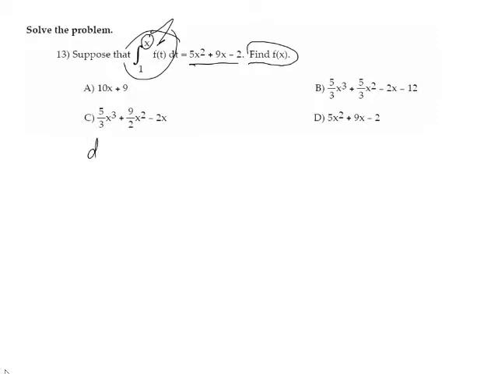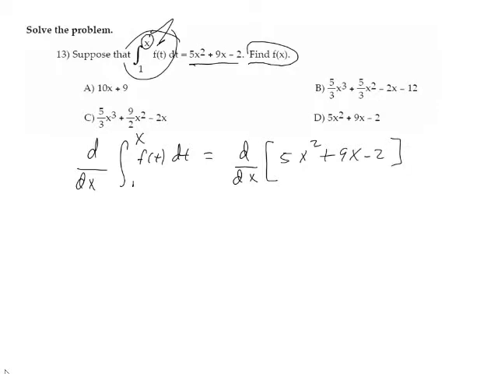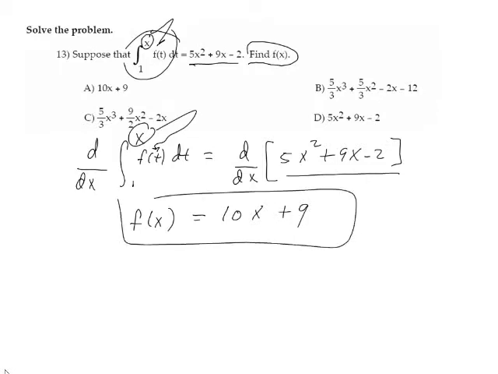So we take the derivative with respect to x of the integral from 1 to x of f of t dt. That should also equal the derivative with respect to x of 5x squared plus 9x minus 2. This is calculated by just substituting x where you see a t, and we get f of x then equals the derivative of this expression, which is 10x plus 9. So f of x equals 10x plus 9, and we have answer A.